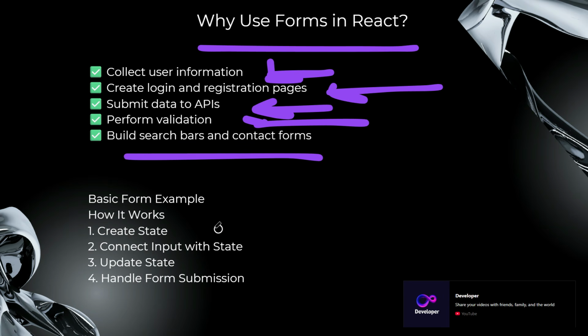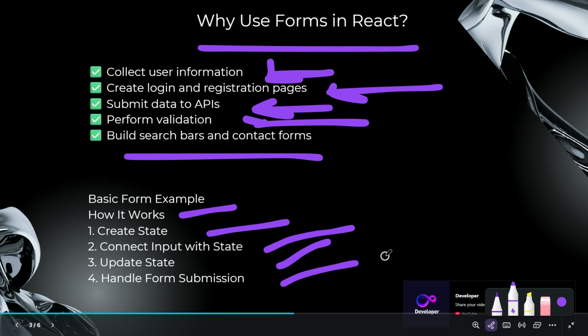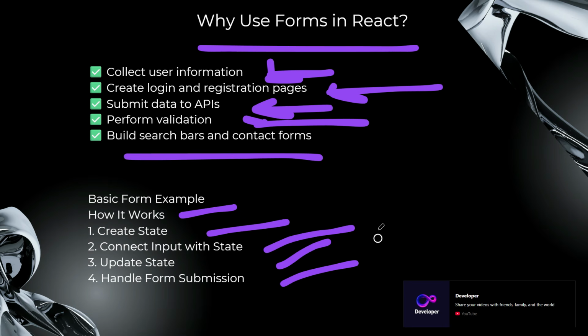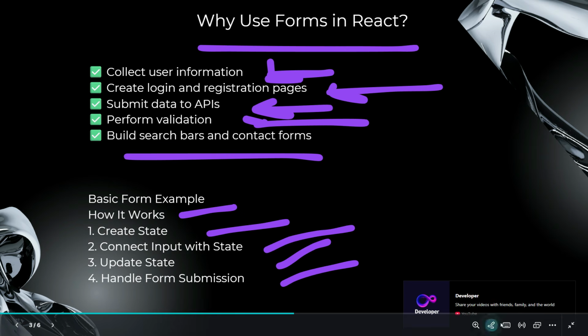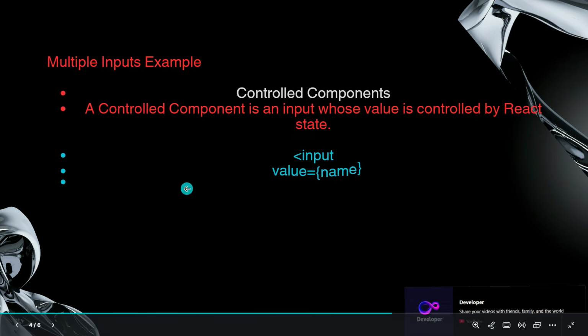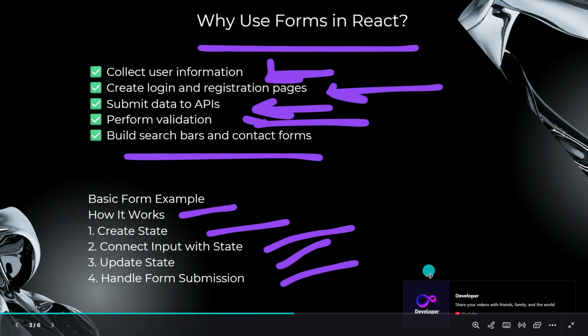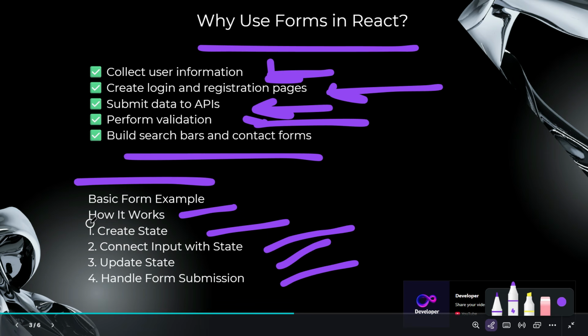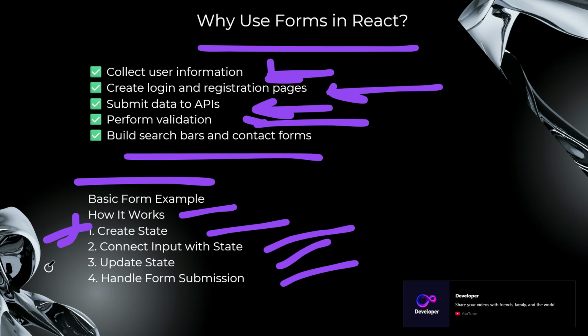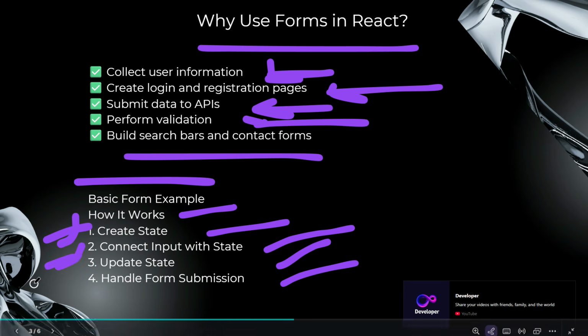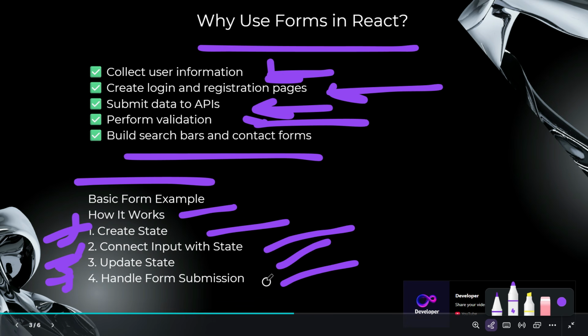So we have a basic example of how it works. We will create the state, connect the input with the state, and then update the state and handle the form submission. I'm going to start with the basic example. Let me go back, and first I'm going to focus on these things: a basic form example of how it works. We will create the state, connect it with the input, update the state, and then handle the form submission. These four points I'm going to cover.